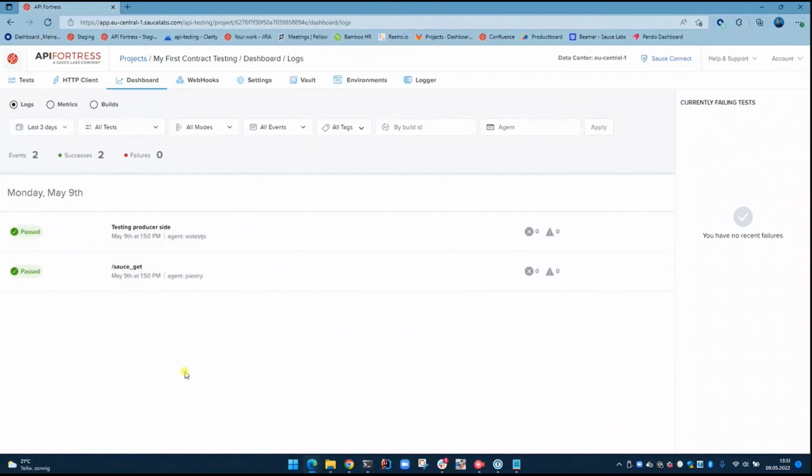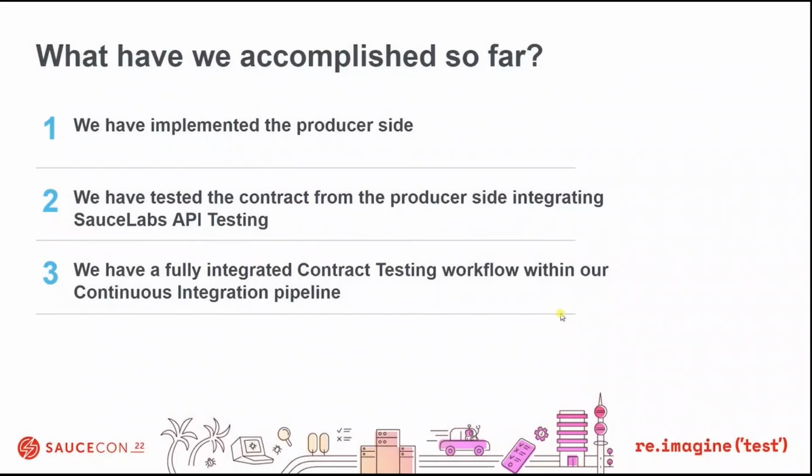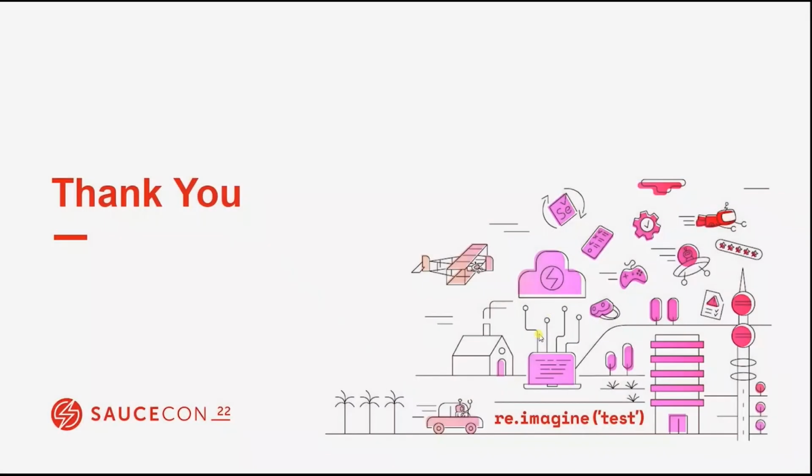Good, that is wonderful. So what have we achieved so far? We have implemented the contract test producer side. We have tested the contract from the producer side, integrating Sauce Labs API testing, and we have a fully integrated contract testing workflow within a continuous integration pipeline.